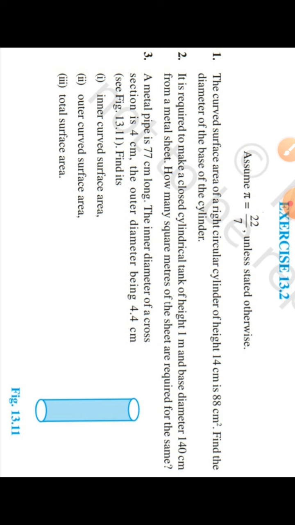Now, sometimes in a question the diameter is given, but we want the radius. So whenever the diameter is given, you have to divide the value by 2, means make it half, to find the radius. And another thing I want to remind you: we always place values in the form of simplest fraction, not in decimal form. So keep this in mind also.